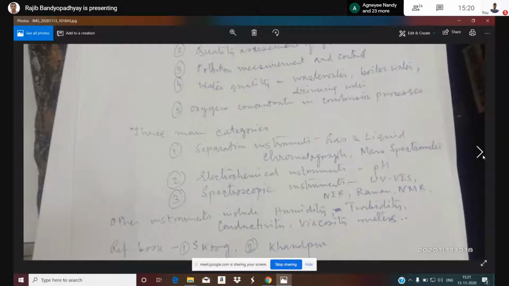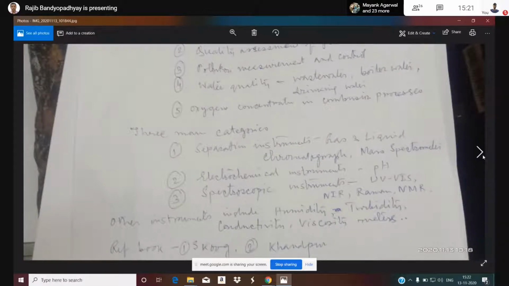So the first category is the separation instrument. Separation instruments are based on the principle that they separate. If a mixture is composed of three compounds, then it separates them by some means. For example, you have studied the gas chromatograph or the liquid chromatograph in school. There, in a column, the different components are separated, and after separation we can measure them with some detector.